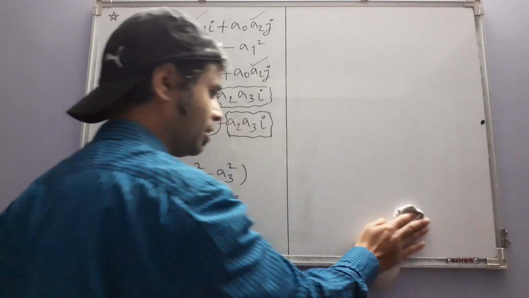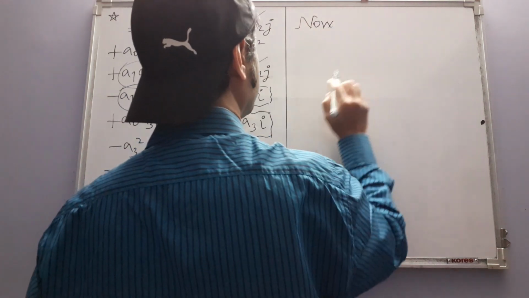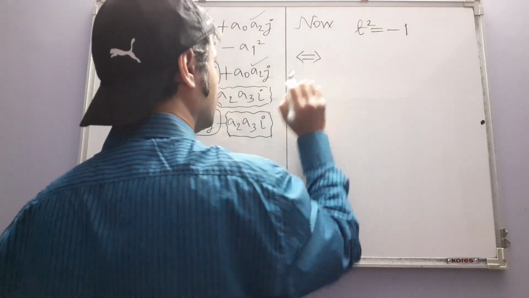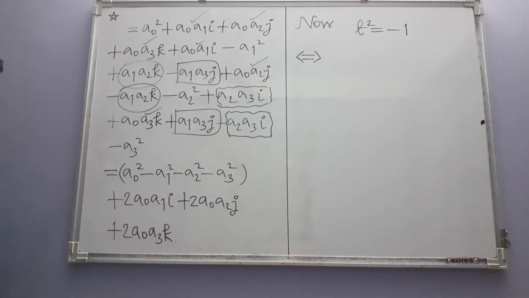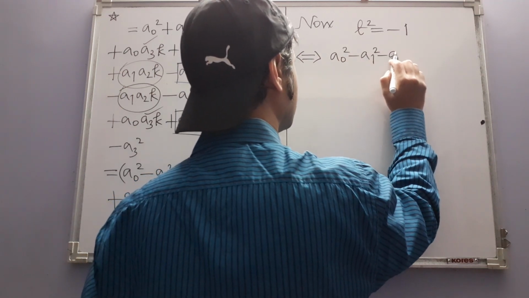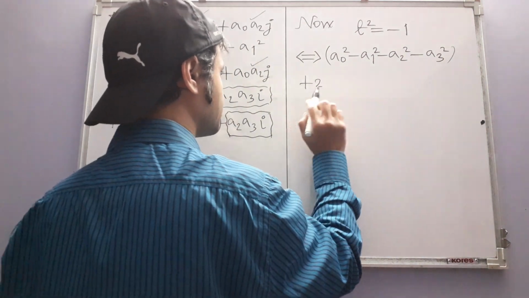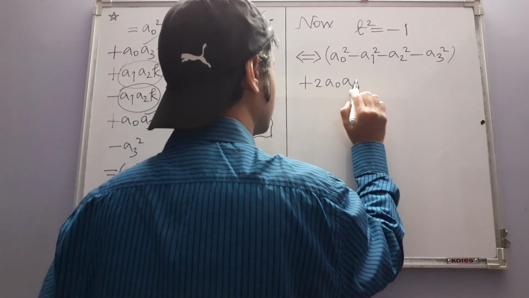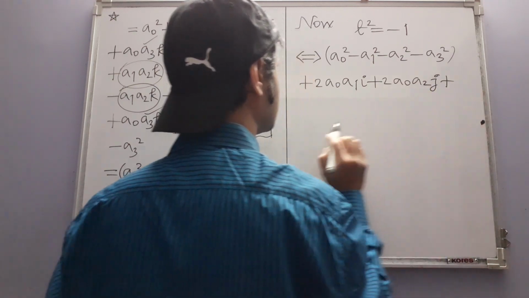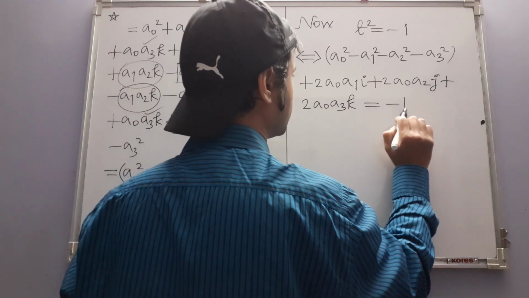T square should be minus 1. Now, t square is minus 1 if and only if this real quaternion is minus 1. Let's write it once more. Minus a3 square. Ultimately it has come out in a nice form which is somewhat manageable. a0 square minus a1 square minus a2 square minus a3 square, plus 2 a0 a1 i plus 2 a0 a2 j plus 2 a0 a3 k. This is equal to minus 1.